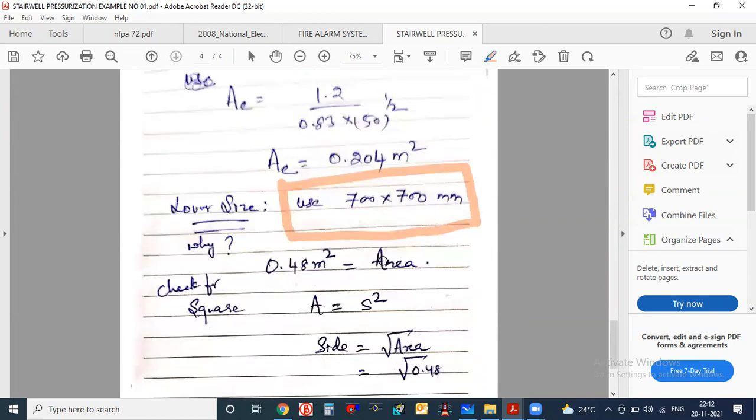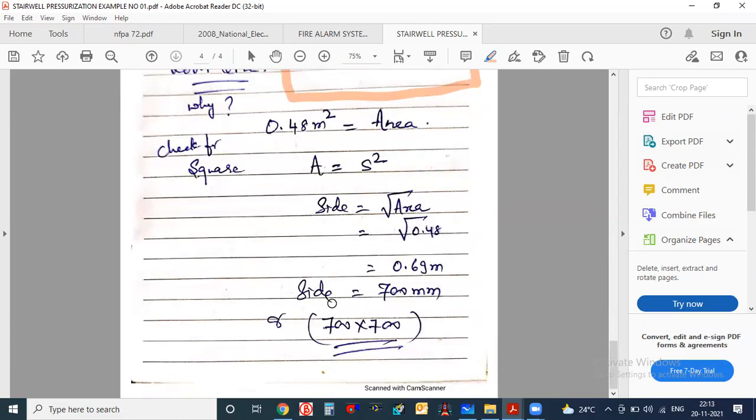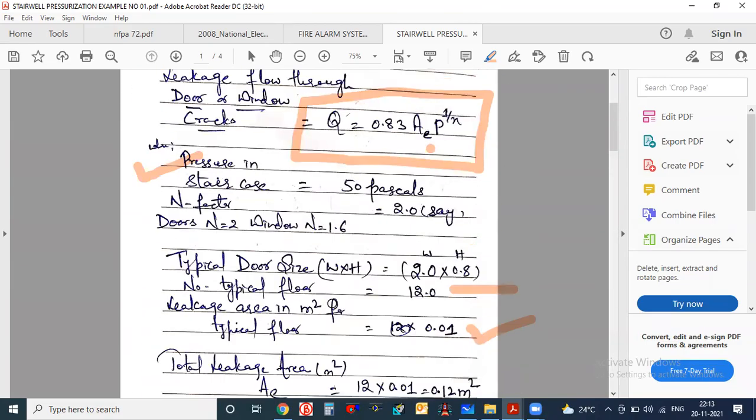And if you want to find the side, this is how you can find it. 0.48 square meter is equal to area, and area is equal to side squared. If you just do this, you will get the side here. This is one example where you have calculated the flow of air, with pressure maintained at 50 Pascal, and the blower size.